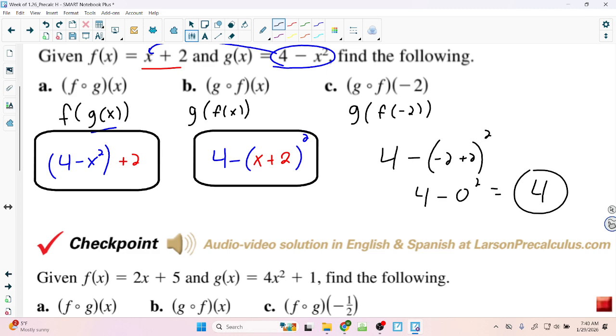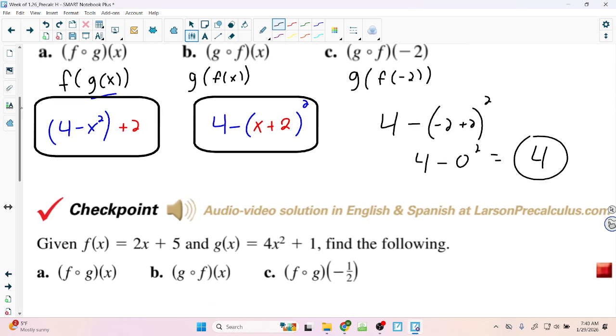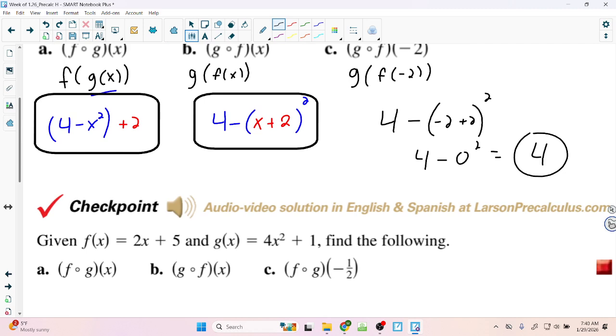So just to get a little bit used to it, why don't you try the checkpoint? They probably go pretty quickly. So you have f of g of x at the bottom there, g of f of x, and then f of g of negative a half. Okay, so pause the video and give those a try.